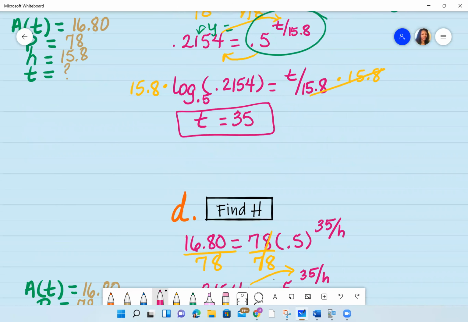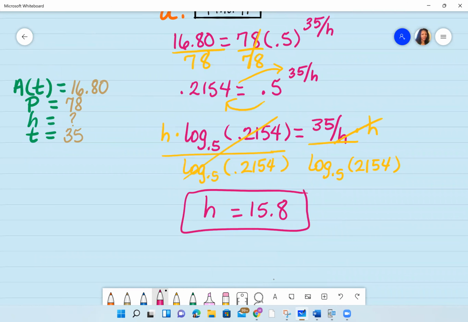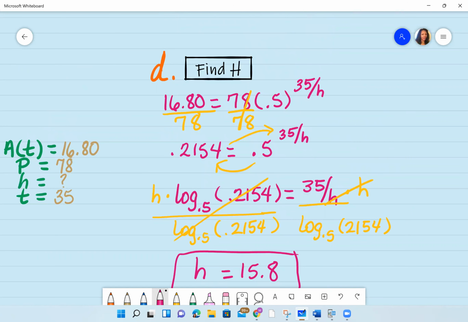So I have demonstrated how to use half-life and how to find each one of the variables.